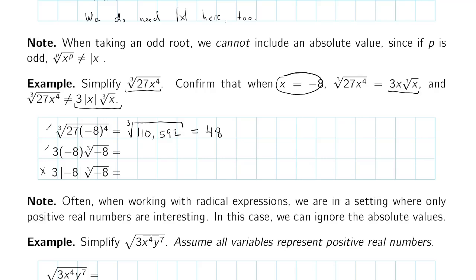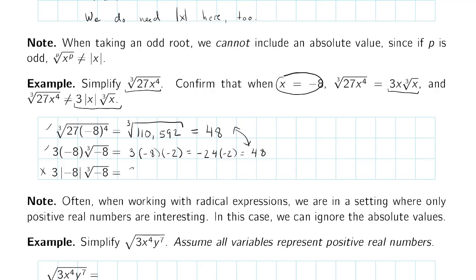If we take 3 times negative 8 times the cube root of negative 8, well, that'll be 3 times negative 8 times negative 2. 3 times negative 8 is negative 24. Negative 24 times negative 2 is positive 48. So we see that indeed those two are equal.